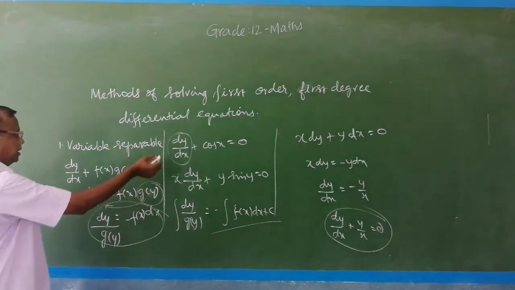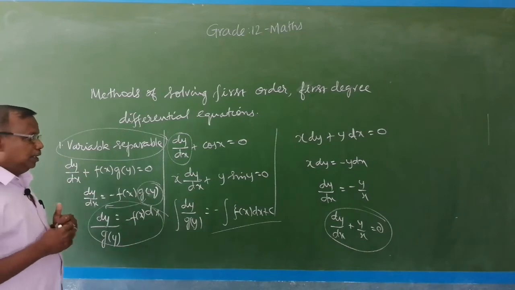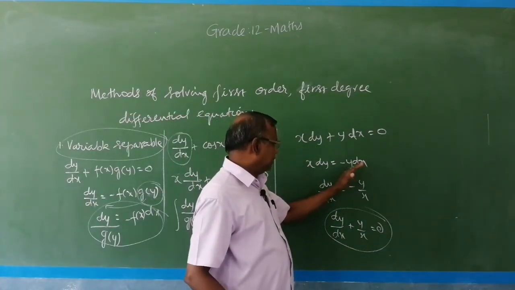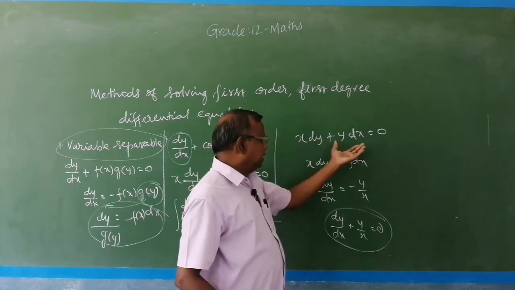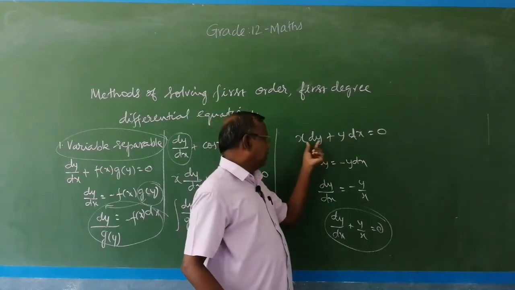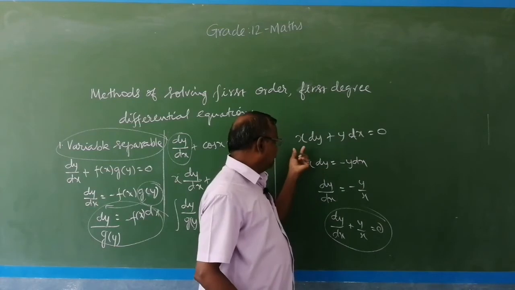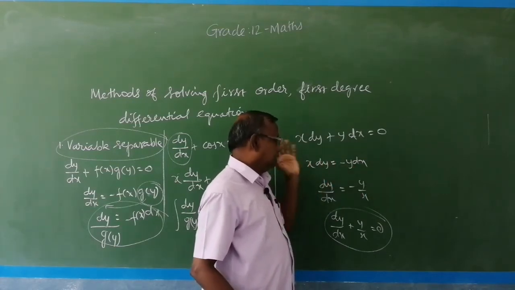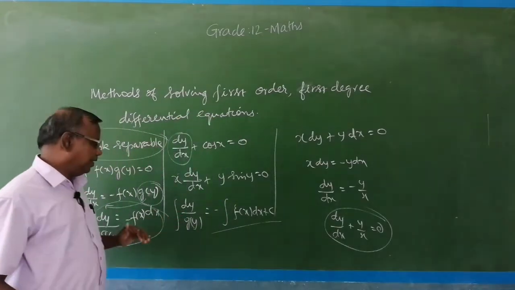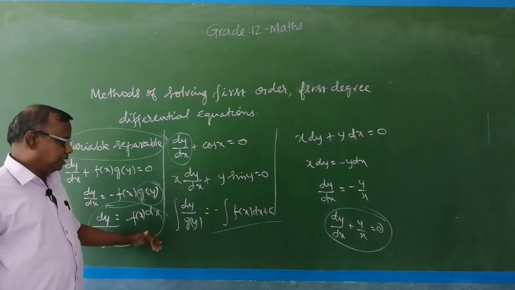So the first method is variable separable, in which we have to keep dy on one side, either the right hand side or the left hand side of the equation, and bring the dx to the other side, and send all the functions of y towards dy, and similarly send all the functions of x towards dx. Then you have to integrate, and only then can you find the general solution for the given differential equation. So this is the first method.